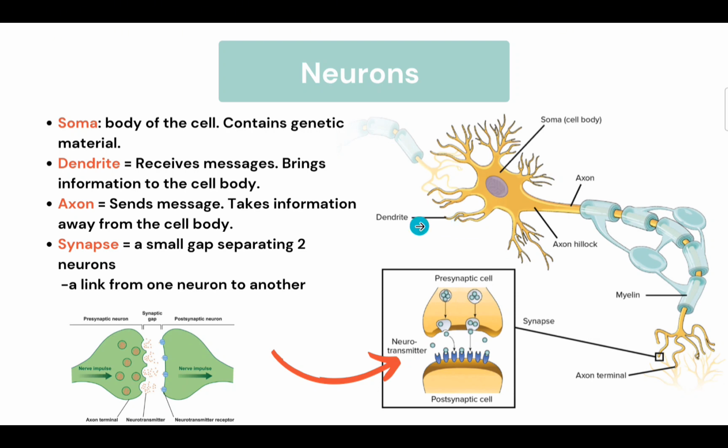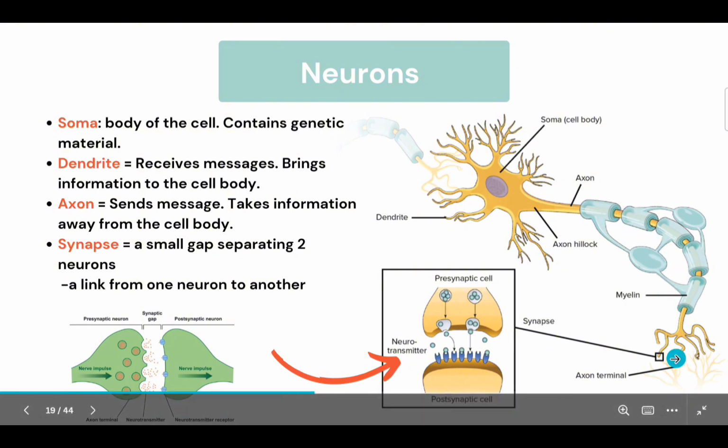And then we have the dendrite. Let's start with the dendrite first. Dendrites receive messages, and they bring information to the cell body. The cell body, which we called soma just now, contains the genetic material, and this information or messages sent to the soma will then be sent out through the axon. As you can see here, the axon sends messages and takes information away from the cell body, meaning the messages are received by the dendrite, sent to the soma that contains genetic material, and again sent out by the axon to the axon terminal.